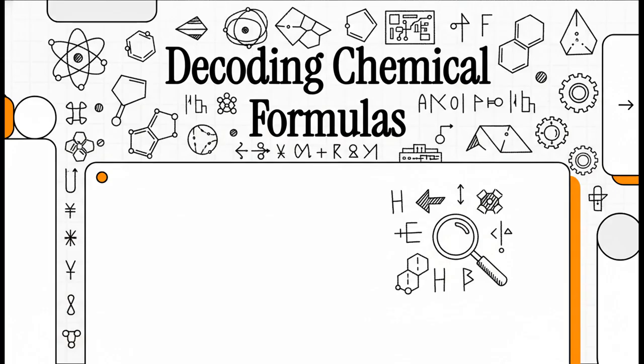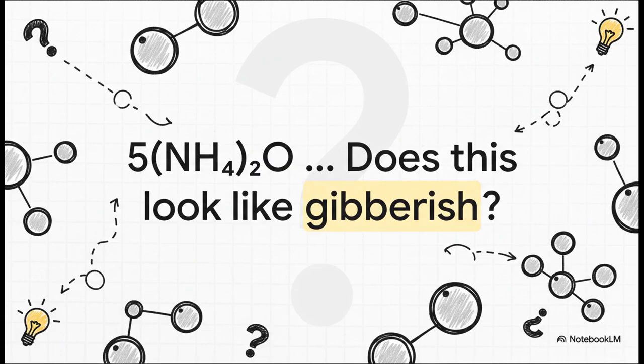like a total genius. All right, take a look at this thing on the screen. Seriously, 5, then NH4 in parentheses with a little 2, then an O. I mean, it just looks like a total jumble of letters and numbers, right? And if you think it's intimidating, you are not alone. It's totally normal. But here's the secret. There's a really simple logic hiding in plain sight.